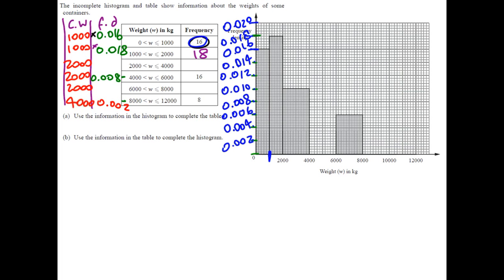Next one is going to be 0.01, sorry. And so we do 2000 times 0.01 to get 200. Did I get the last one right, I think? Yeah. Okay, and next one here goes up to 0.006. And this is 6,000 to 8,000. 0.006. So we multiply that by 2,000.